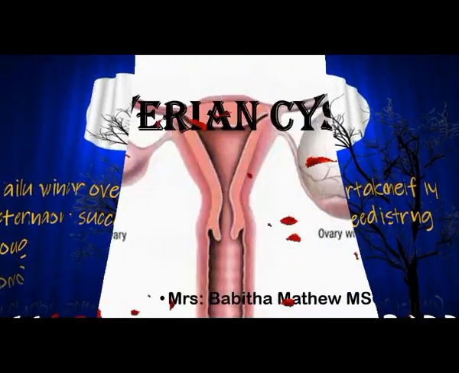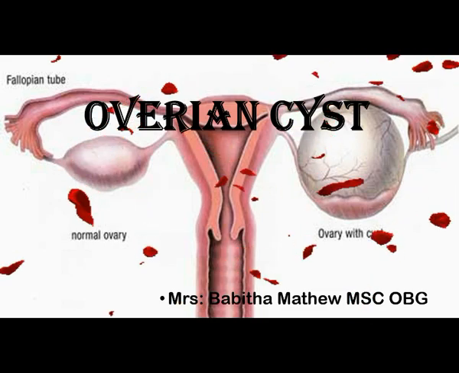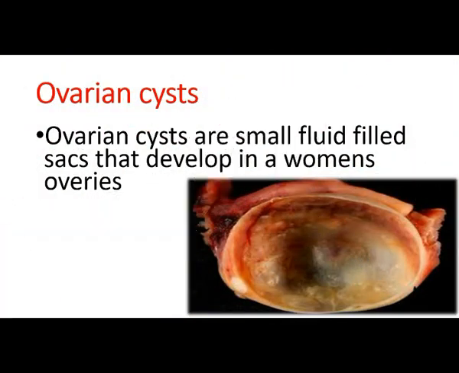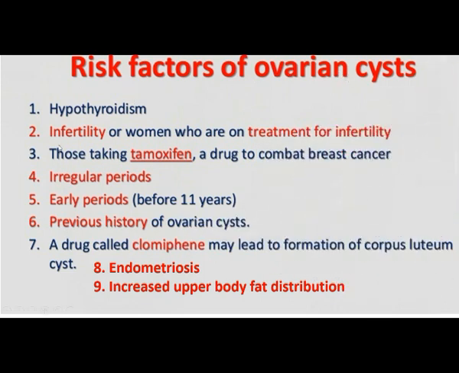So, today we are going to start with a new topic, ovarian cyst. Definition: ovarian cyst is a small fluid-filled sac that develops in a woman's ovary. So, it is the cyst that is formed by a small fluid-filled sac that develops in the woman's ovaries. We can see the risk factors of ovarian cyst.